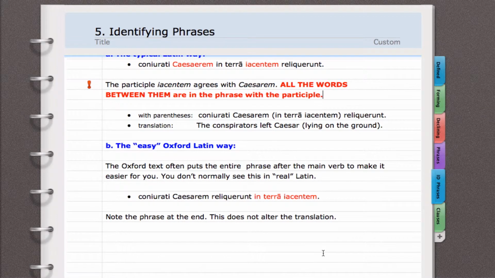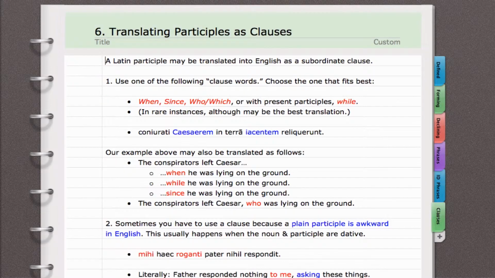The easy Oxford Latin way is what I'm putting here. We'll put the entire phrase after the main verb to make it a bit easier for you. You don't usually see this in real Latin. The direct example in the book is this sentence: coniurati Caesarem reliquerunt. Remember, that's the main sentence we discovered up here. And then they take in terra iacentem and stick it after the main verb. So what you have to pick up on is that iacentem, the -em, modifies Caesar, the -m here, and so that whole package goes with Caesar. The translation is exactly the same.